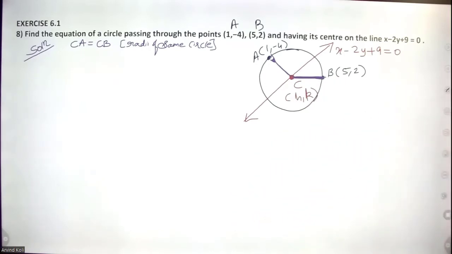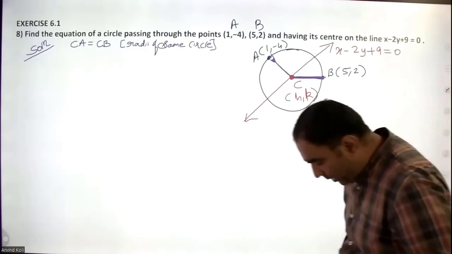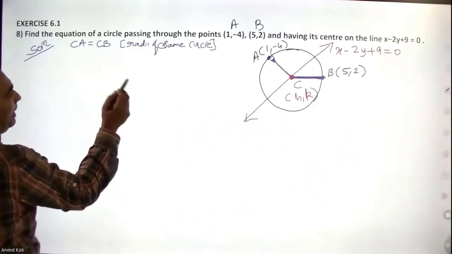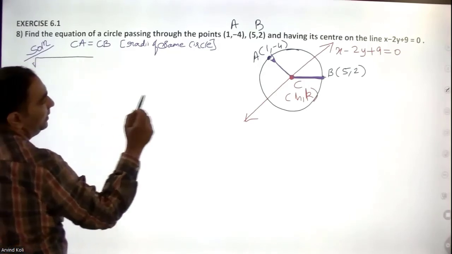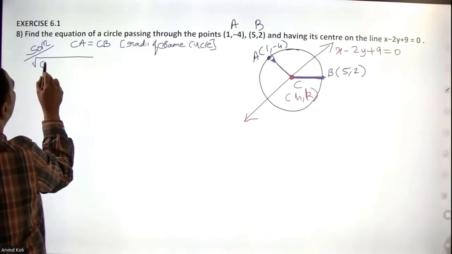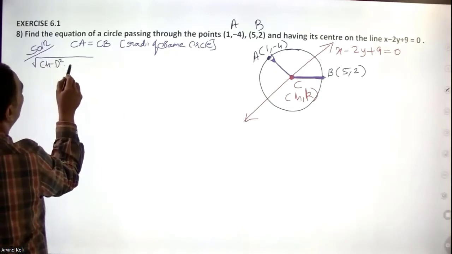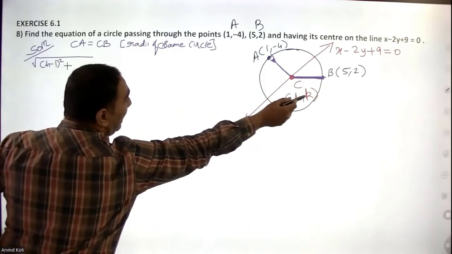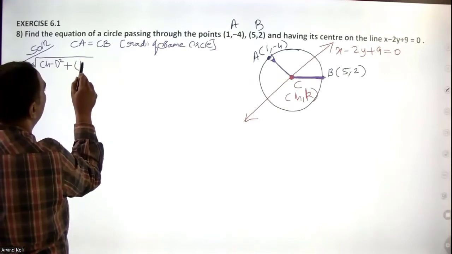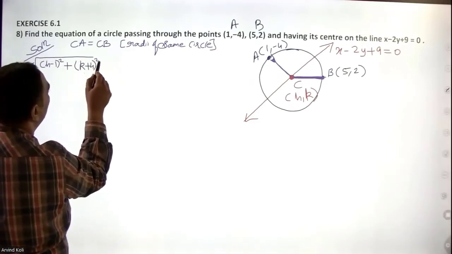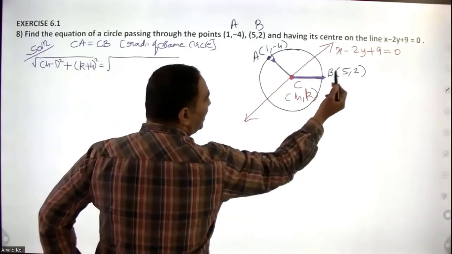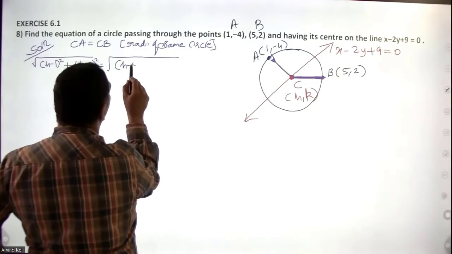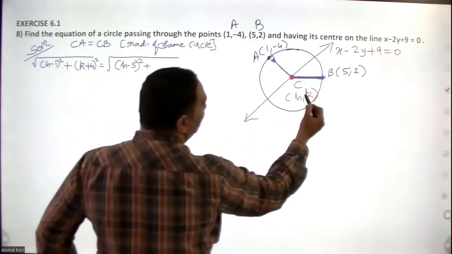Now, students, we can find CA by applying distance formula. तो CA के लिए हम लोग बोल सकते हैं अंडर रूट ऑफ डिफरेंस ऑफ एक्स कोऑर्डिनेट. मतलब क्या होगा? h minus 1 the whole square plus difference of y coordinate मतलब k minus -4 that becomes k plus 4 the whole square is equals to CB के लिए once again under the root of difference of x coordinate मतलब h minus 5, difference of y coordinate k minus 2.